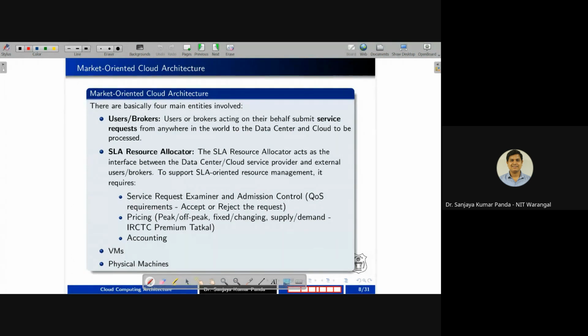In that, I told you about the service level agreement. I told you about the accounting unit. I told you about the VM monitor unit, service request monitor unit, dispatcher unit. We have discussed the pricing unit and accounting unit. Okay, then we have the virtual machine, then we have the physical machine.